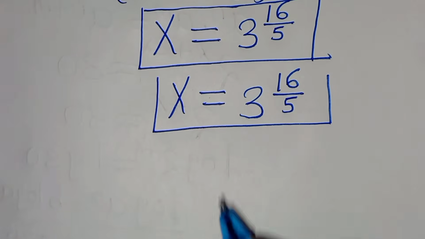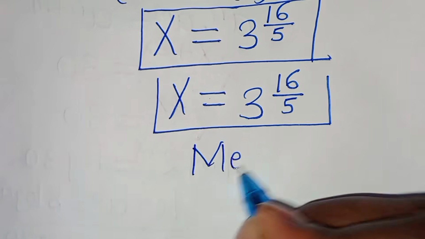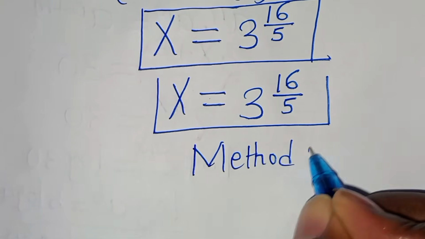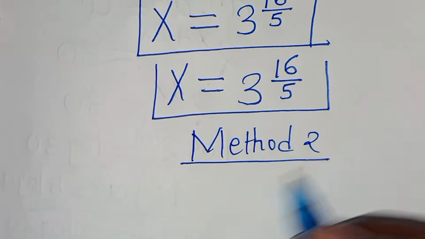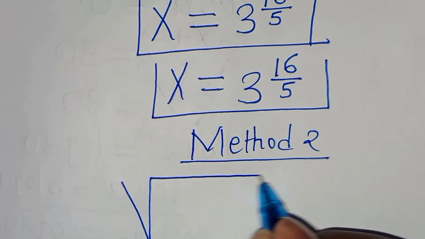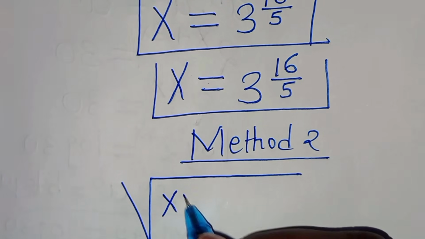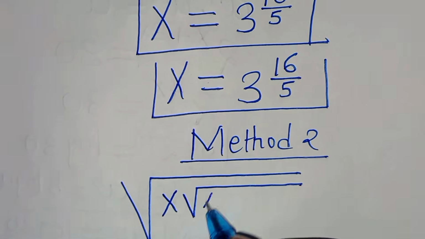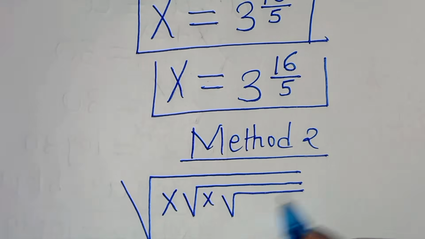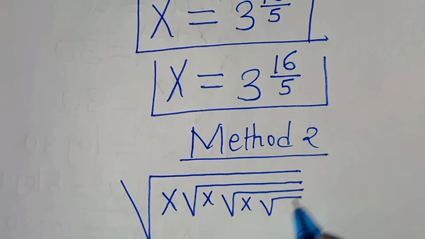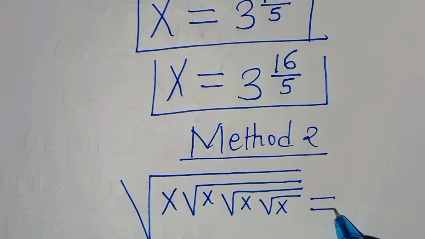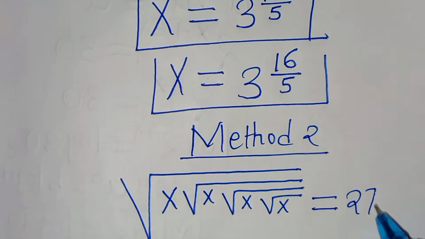Let's proceed to method 2. In method 2, we have the square root of x multiplying by the square root of x multiplying by the square root of x multiplying by the square root of x. This is equal to 27.